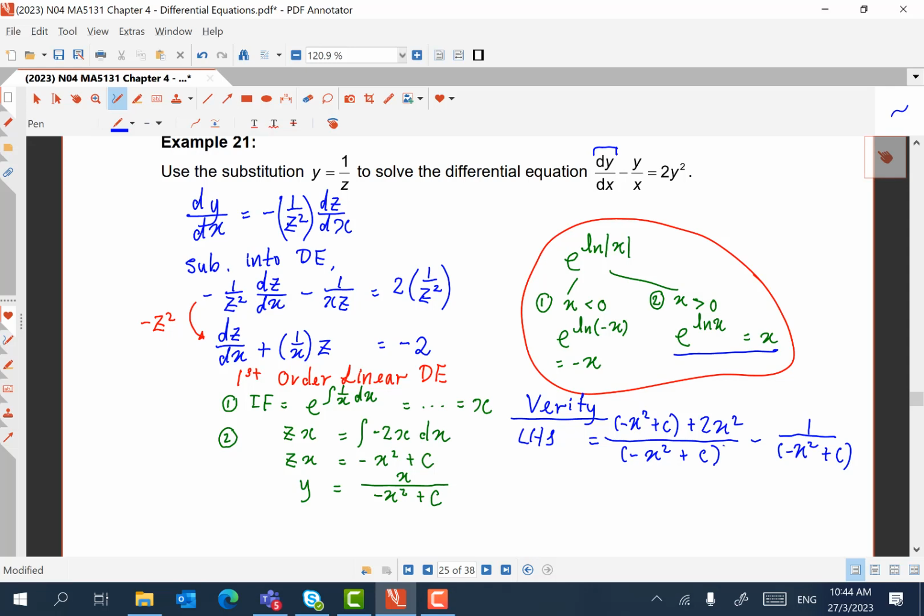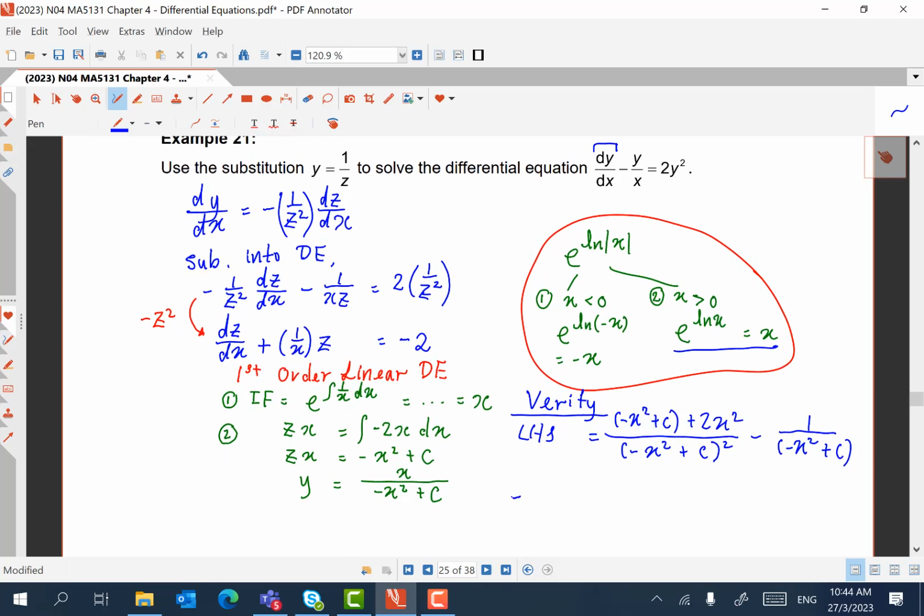You didn't see the square, right? I will write down for you. You see the square? Okay. Then let's combine them as a single fraction. On the denominator, right? On the numerator, you'll be just left with 2x squared. Do you believe me?